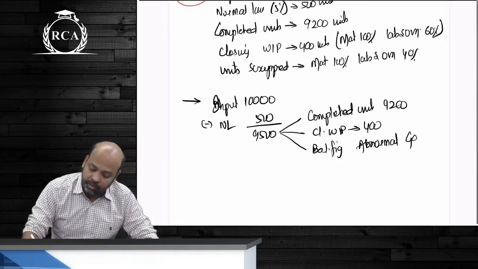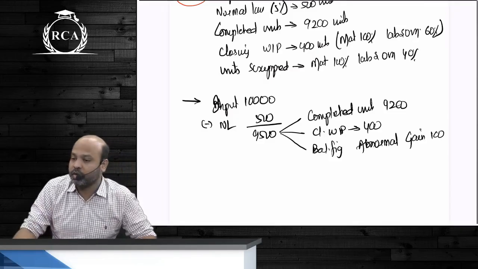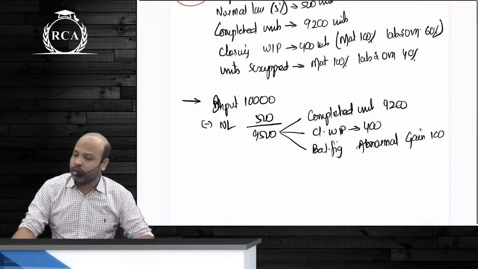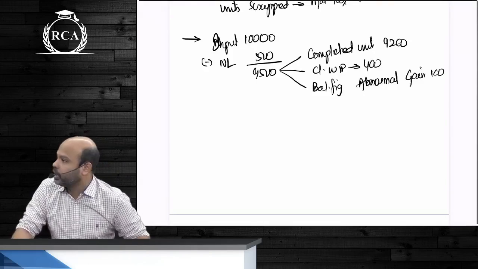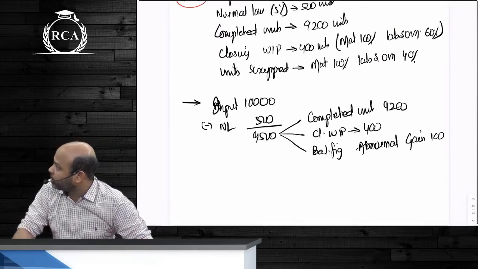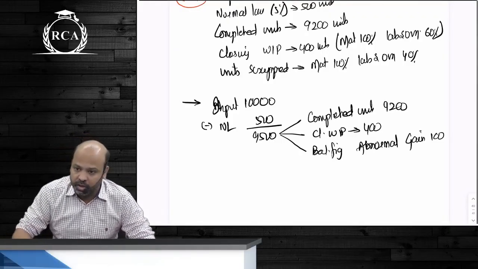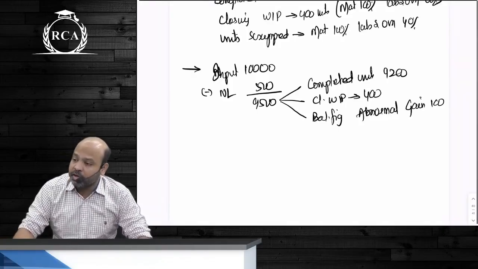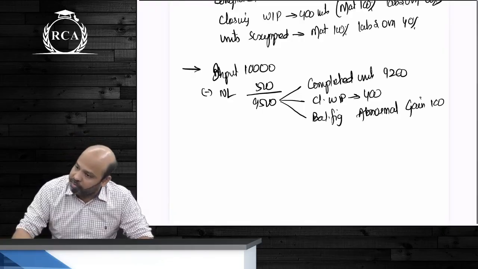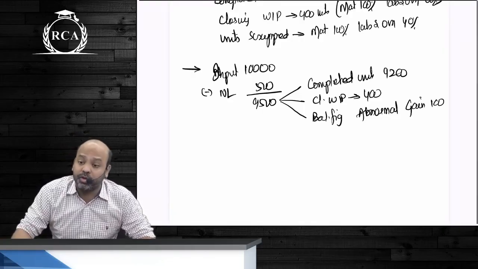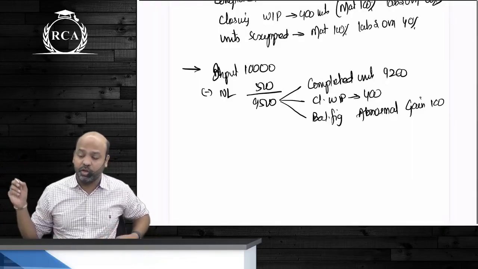Whenever you say that there's abnormal gain, that means instead of getting a lesser number of units, we got higher units. Abnormal gain is always in the form of a completed product. So the unit scrapped degree of completion is only for scrapped units. Gain is not a scrapped unit. Are we clear? So the degree of completion for abnormal gain will always be 100%: 100% material, 100% labor and overheads.